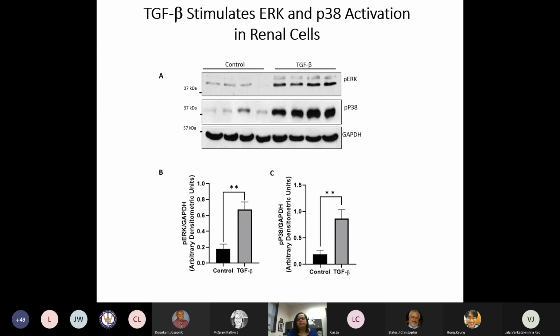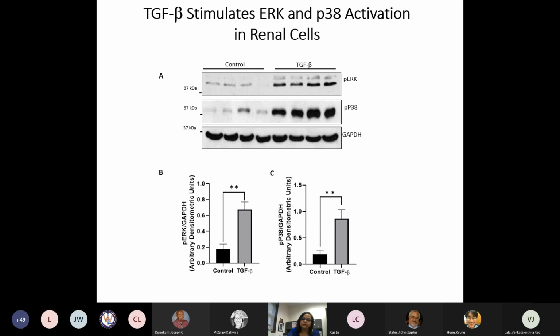We then inhibited just P38 in HK11 cells prior to stimulating them with TGF-beta to determine the effects of P38 blockade on NFE2 expression. What we saw in these studies was that blockade of P38 partially preserved NFE2 expression.